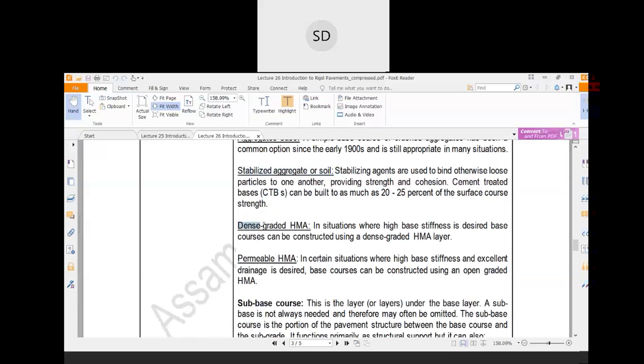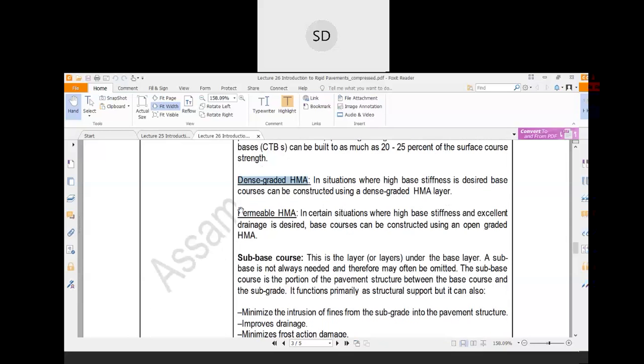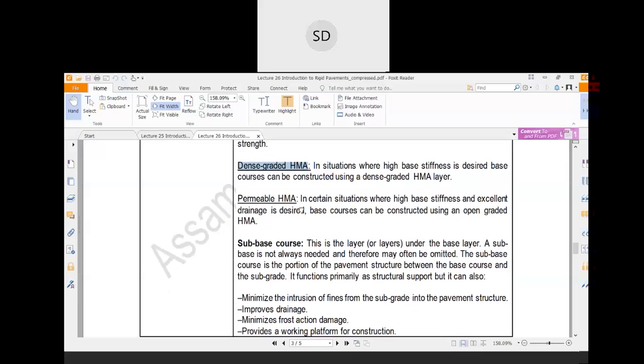Then another type of base course is dense graded HMA. HMA means hot mix asphalt. Over here you will mix some bituminous material or bituminous content with the aggregate and make the base course, and over the base course you will construct your rigid pavement.